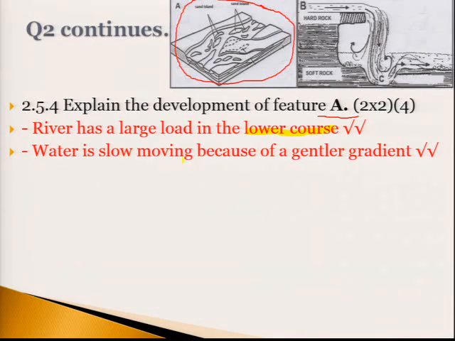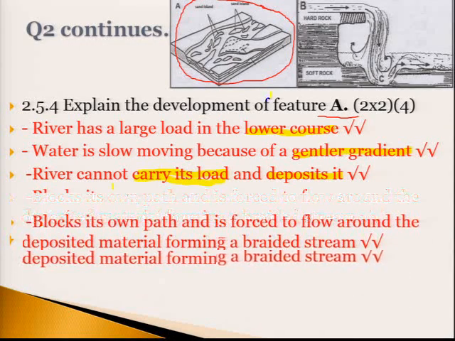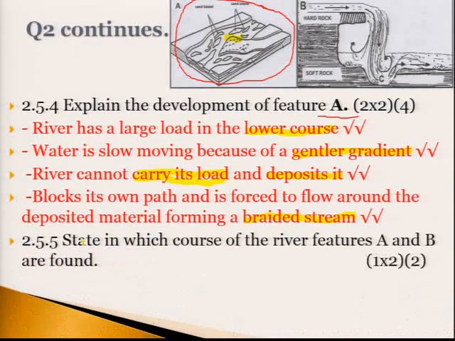Water is slow moving because the slope is gentle. That's why you've got the development of these islands. There's no speed anymore. Then the third one, the river can no longer carry its own load. Remember, the load is all materials carried by the river. Instead, the river will now deposit the material. That's why we have those small sand dunes there. The river blocks its own path as it is forced to flow around the deposited material, forming what? The braided streams. After all these materials have been deposited, the river must maneuver its way in between, and that will give us the braided stream.